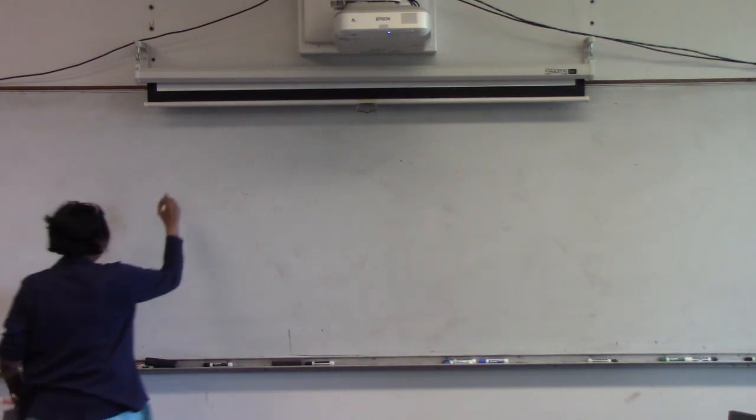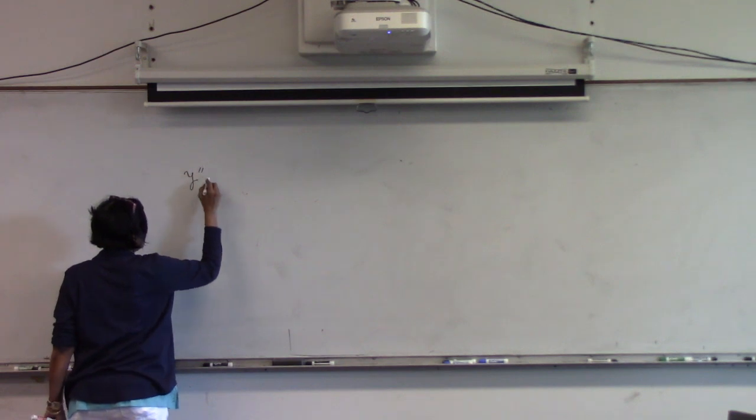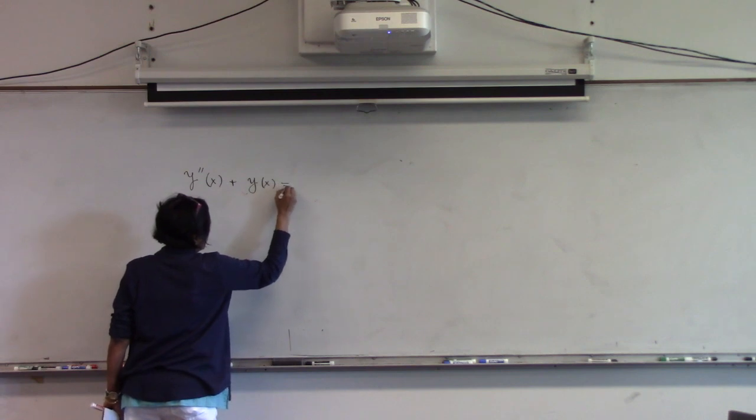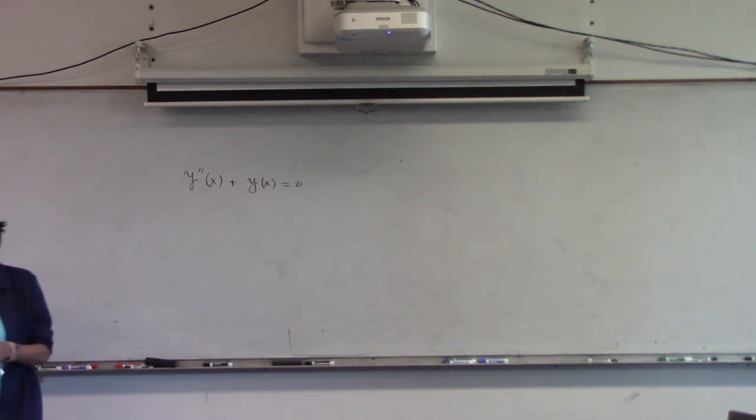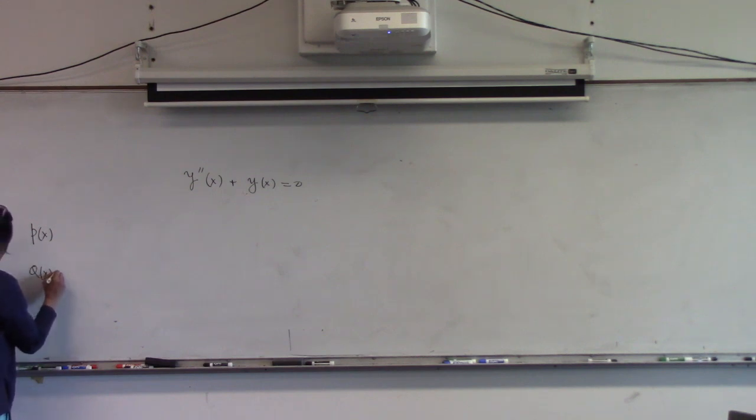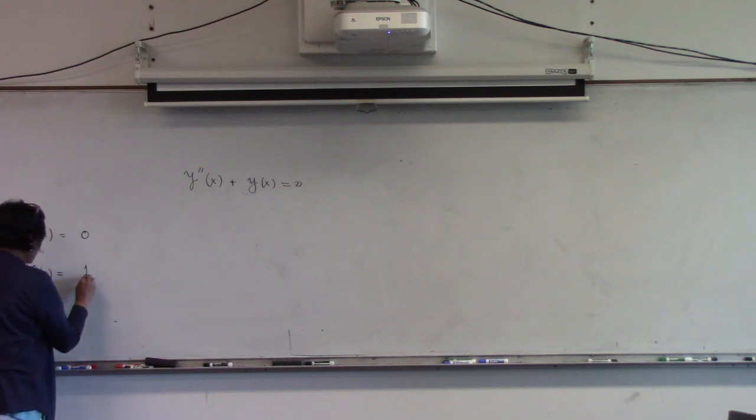So let's solve a problem for which we know the solution, and make sure that whatever we are trying to propose is really working. So what is P of x in this problem? What is Q of x for this problem? P of x is 0, Q of x is 1.